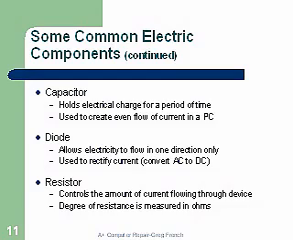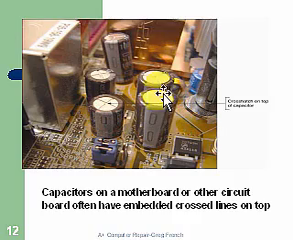Now here we've got some examples of some capacitors in these cans here. Capacitors on the motherboard or in the circuit board often have embedded crossed lines at the top.